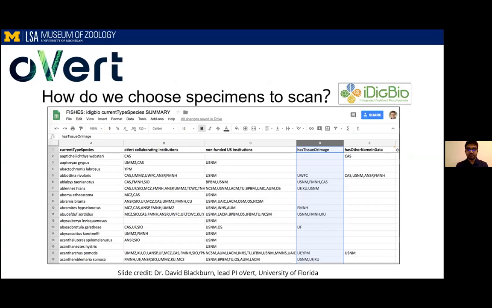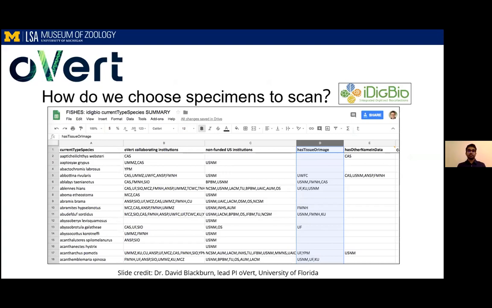Now, of course, wanting to scan over 20,000 specimens can be a bit of a logistical nightmare. And so as a big part of our project, I just wanted to recognize how we go about organizing ourselves. So we've used iDigBio, which is a data aggregator that pulls together information about specimens and collections from across different institutions. And essentially, we've come up with a series of hit lists. So there's a mammals hit list, a herpetology hit list, a birds hit list, and a fish hit list.